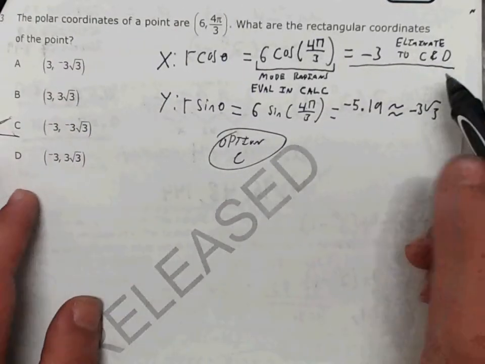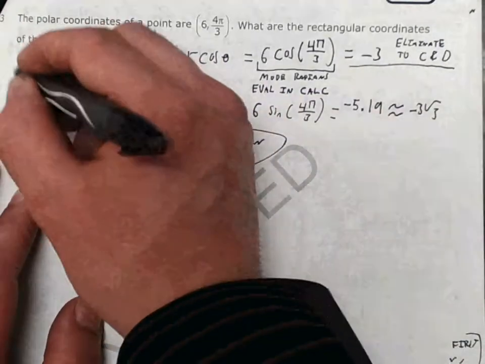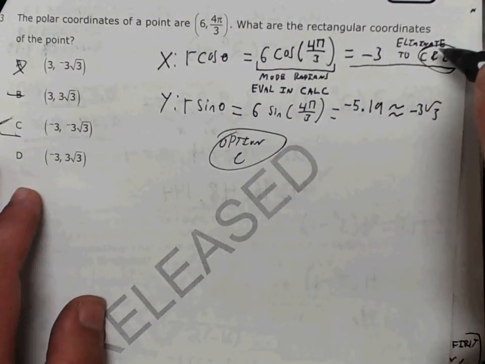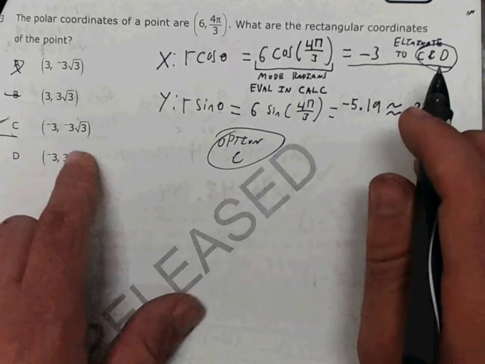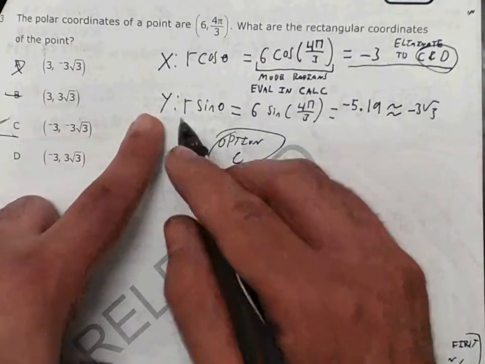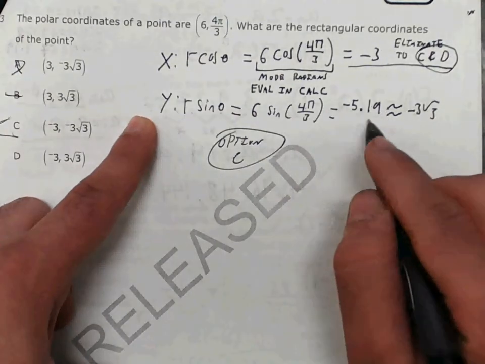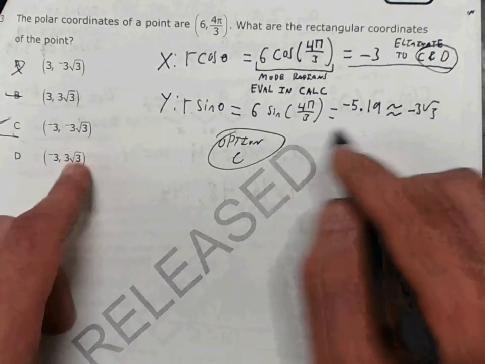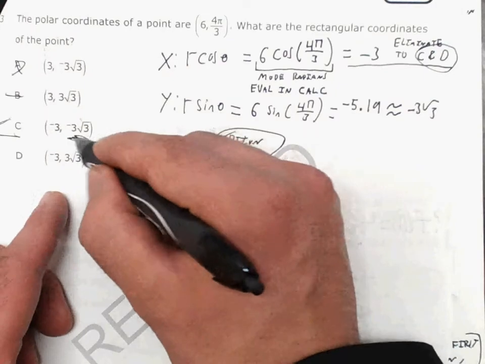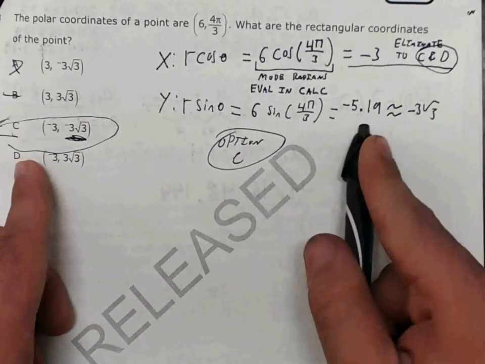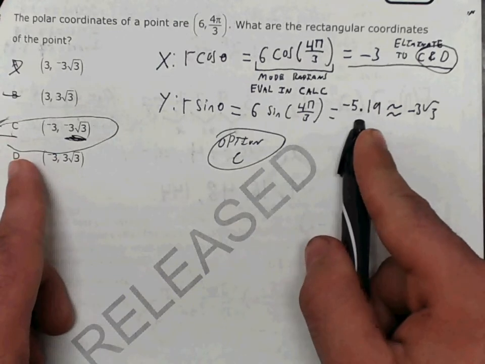So negative 3 lets us eliminate a and b, giving us options c and d. So now we just need to find y. Y is equal to r sine of theta. 6 times the sine of 4 pi over 3 is negative 5.19, evaluating on our calculator. Well, the only y value that's negative is in option choice C, so we know that's C. And also, double checking your calculator, negative 5.19 is equal to negative 3 root 3.